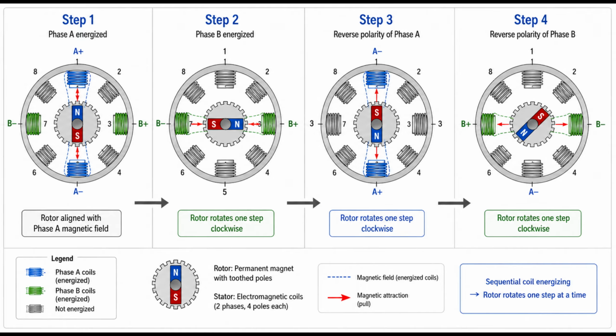A common NEMA 17 stepper motor has a step angle of 1.8 degrees. That means 360 degrees divided by 1.8 degrees equals 200 full steps per revolution. The driver can also use microstepping, which divides each full step into smaller electrical positions. This makes movement smoother and increases the number of required pulses per revolution.